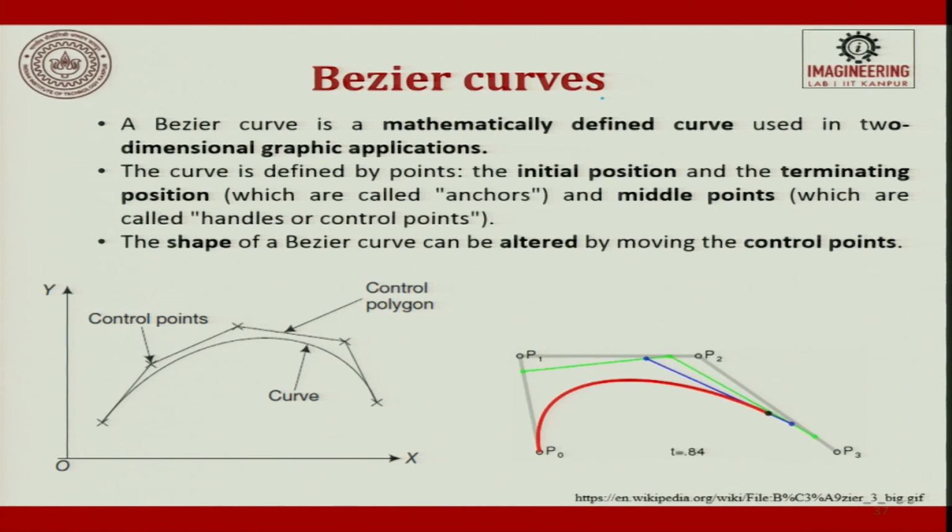Bezier curve falls under the free form surfaces. A Bezier curve is a mathematically defined curve used in two-dimensional graphic applications. The curve is defined by the initial point and the terminating point, which are called anchors, and the middle points, which are called handles or control points.